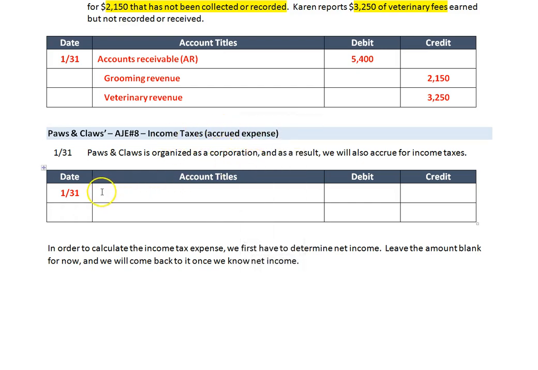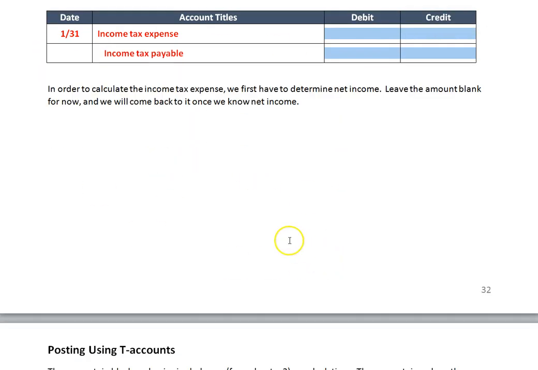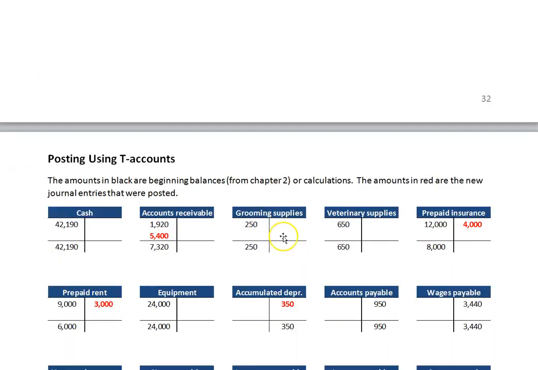Accrued expense. You can remember wages expense, wages payable, except here it's going to be taxes expense: income tax expense, income tax payable. We can't figure out the amount until we do the rest of it, so we'll have to come back to this page in a second. We need to know their net income.